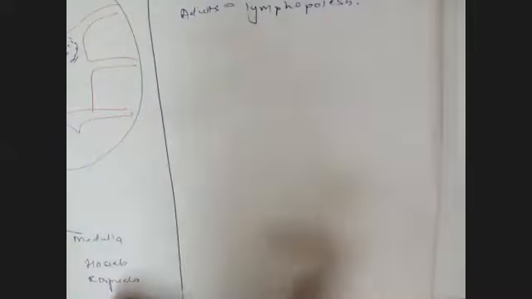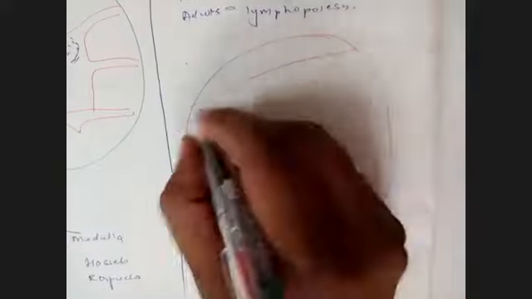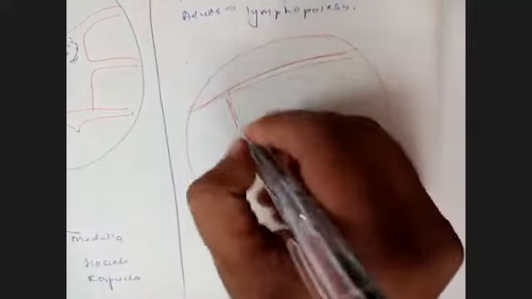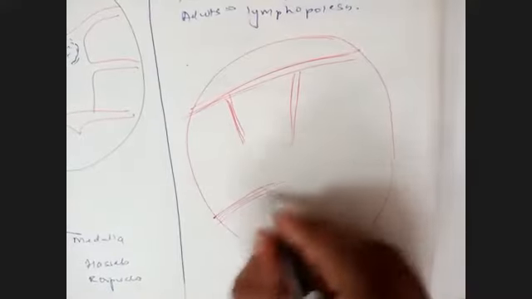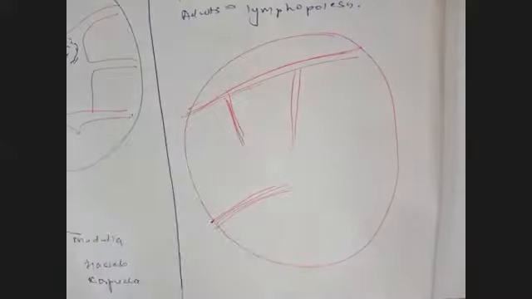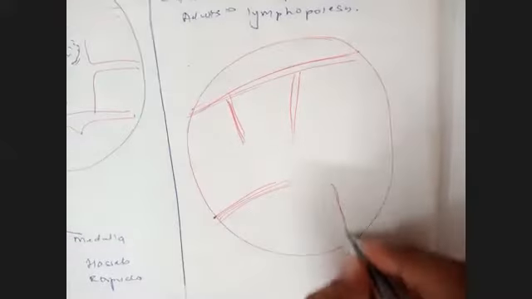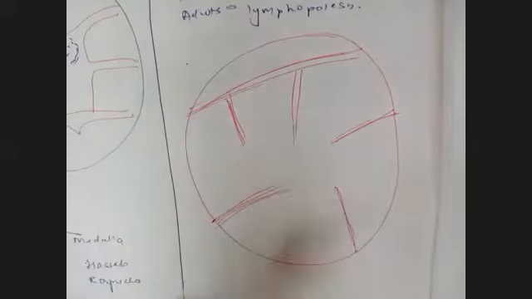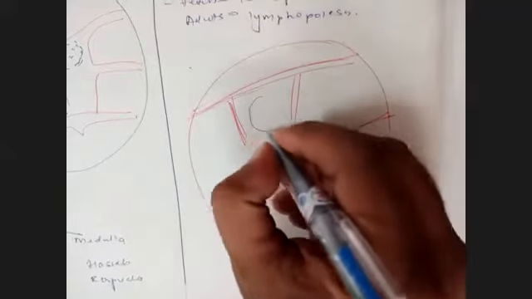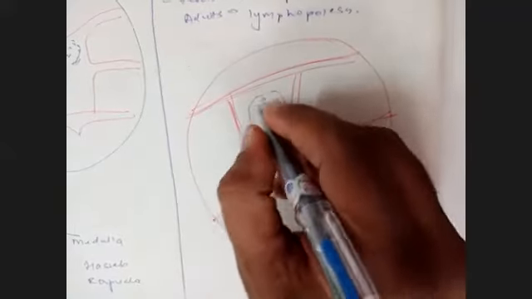So how does the spleen slide look? Suppose this is round, and here also there is a capsule, and then there are trabeculae running like this. Okay, there are trabeculae dividing the spleen into various parts. And here also there are lymphatic follicles. In thymus there were no lymphatic follicles, but in the spleen what we see are round lymphatic follicles.